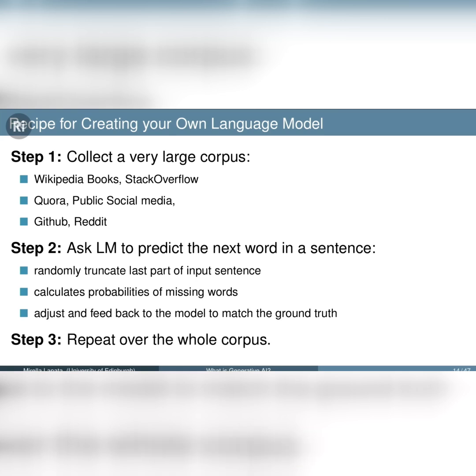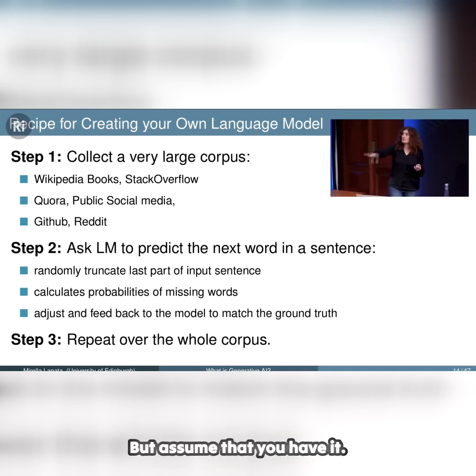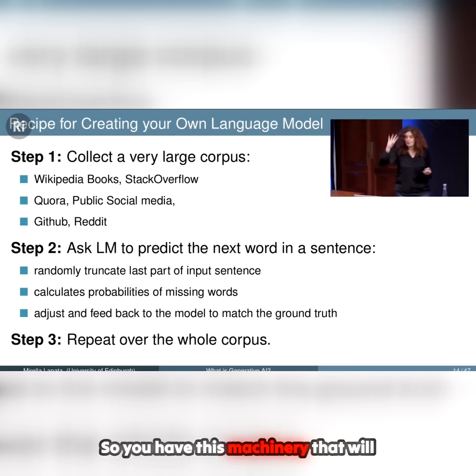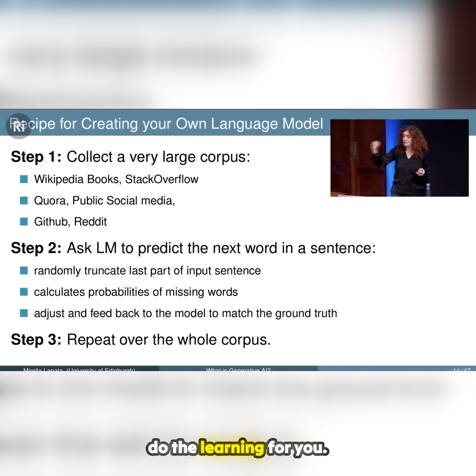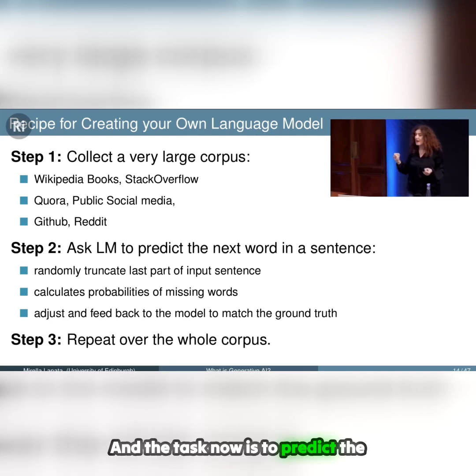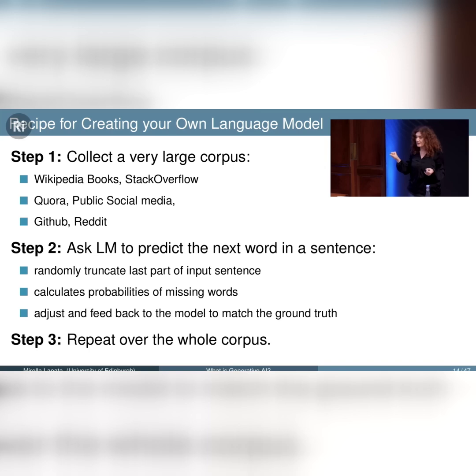And then what do you do? Then you have this language model. I haven't told you what exactly this language model is. There is an example. And I haven't told you what the neural network that does the prediction is. But assuming you have it, so you have this machinery that will do the learning for you. And the task now is to predict the next word. But how do we do it? And this is the genius part.